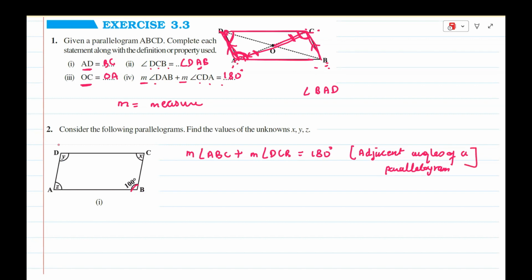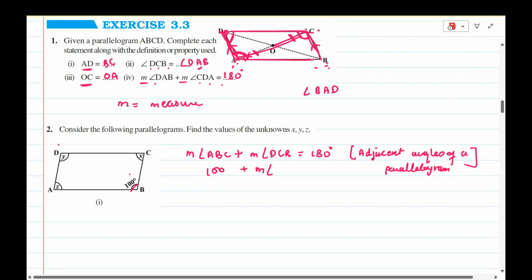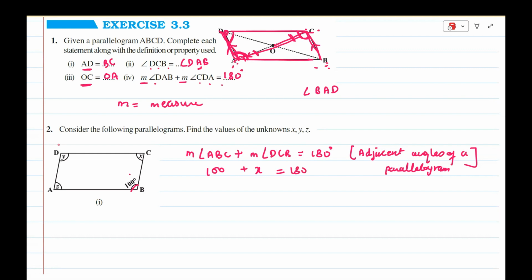Substitute the value. I know measure of angle ABC. They have given 100. I need to calculate measure of angle DCB. See, the DCB they have mentioned over here, x. So I can write x. Now, using the linear equation, here x is 180 degrees minus 100. When I transfer 100 that side, it will become minus. So x is 80 degrees. Means the value of x is 80 degrees.